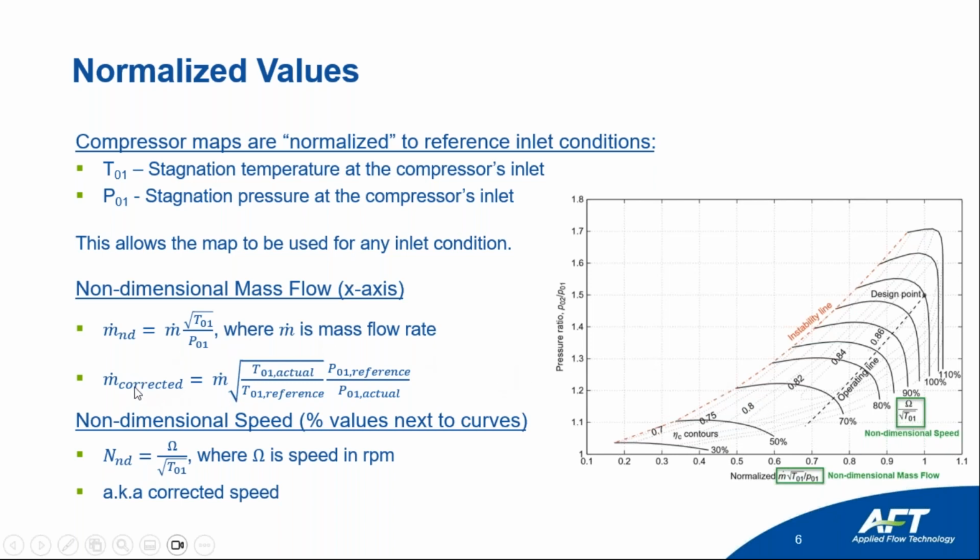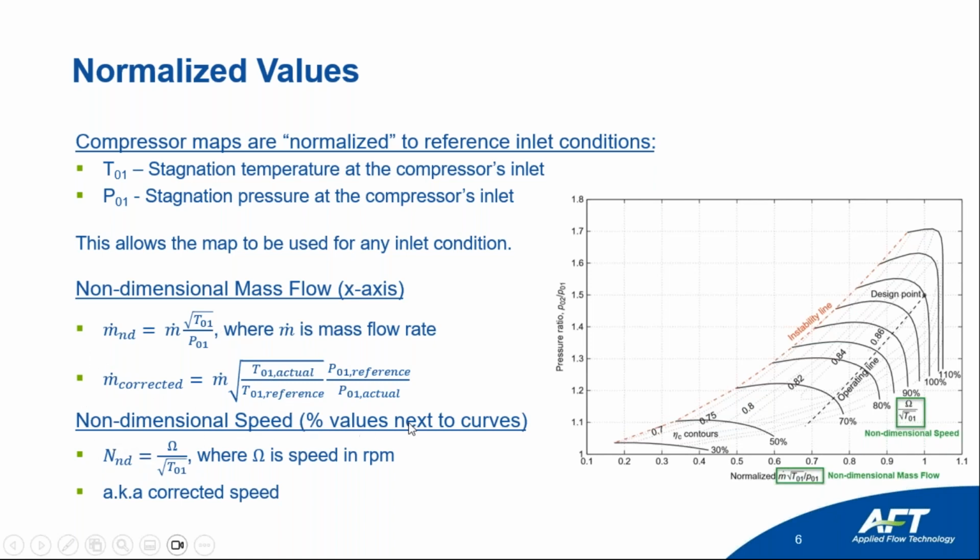You could also just correct the mass flow for the inlet conditions. So you could take your reference conditions and then test it against your actual conditions and correct that flow. These are the two different mass flow rate options that the software currently accepts. So whenever you're dealing with a compressor map, you're always going to want it to get into one of these forms.